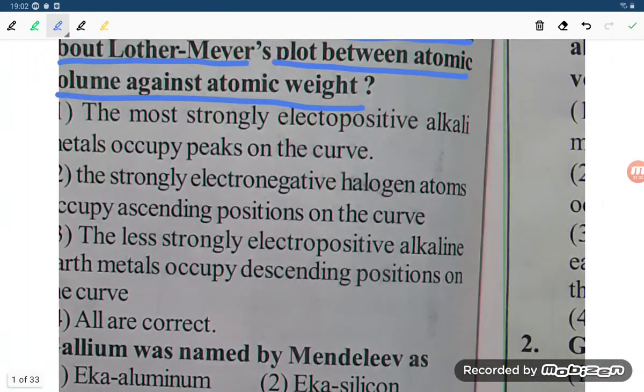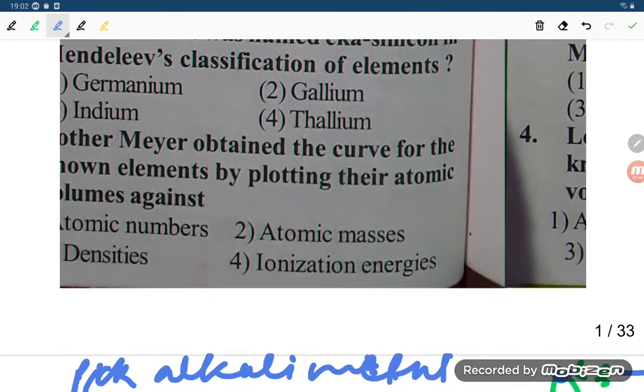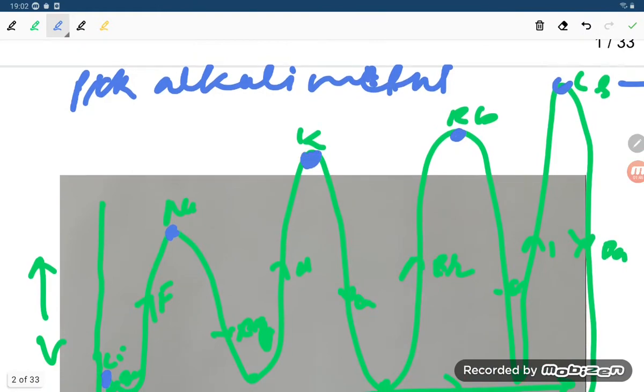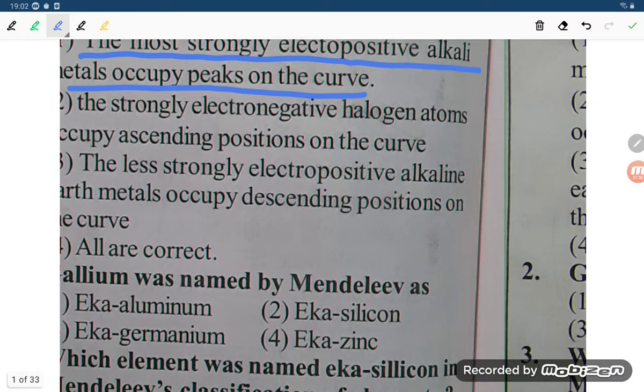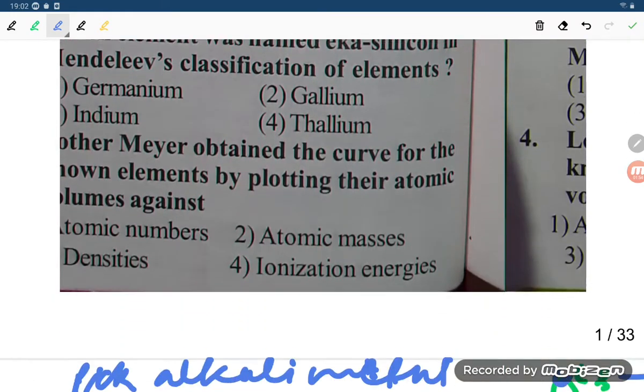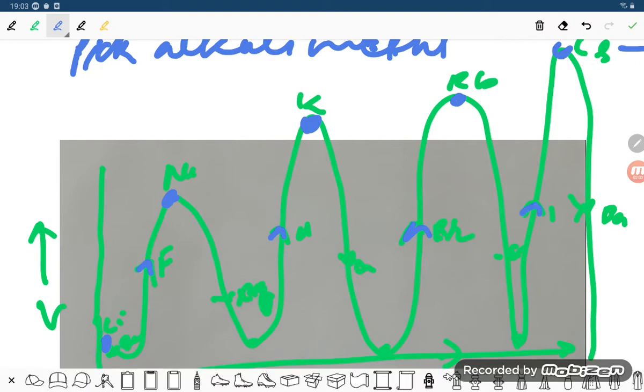Okay, so check the first option: the most strongly electropositive alkali metals occupy the peaks. That is also a correct option, student. I already told you the peaks are the alkali metals. Second point, they are saying the strongly electronegative halogen atoms occupy the ascending positions. So you see, these are the ascending positions. Ascending means going to the top, so these are occupied by the halogens.